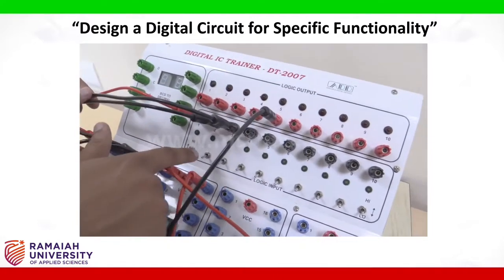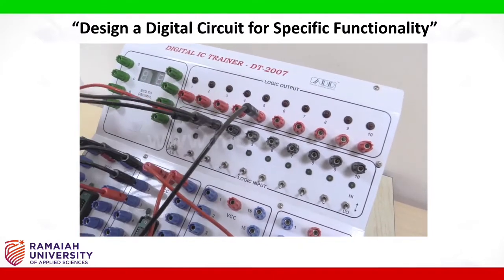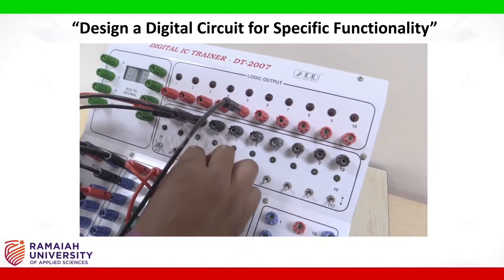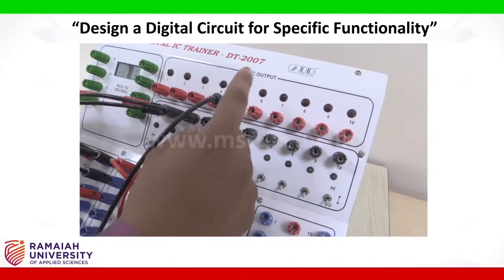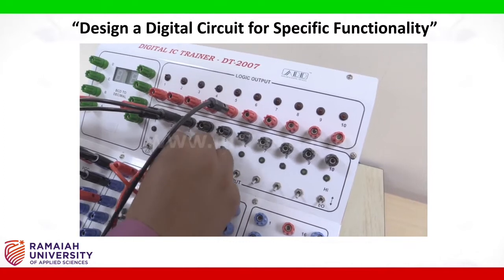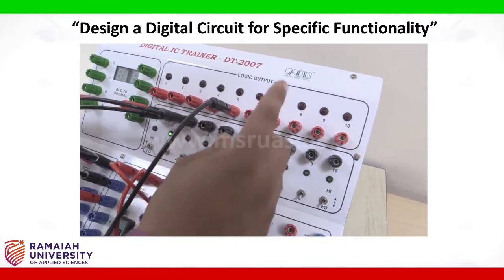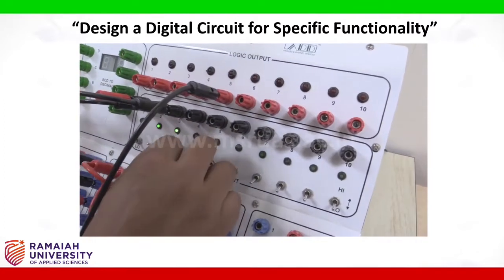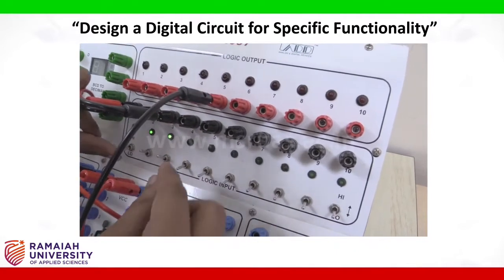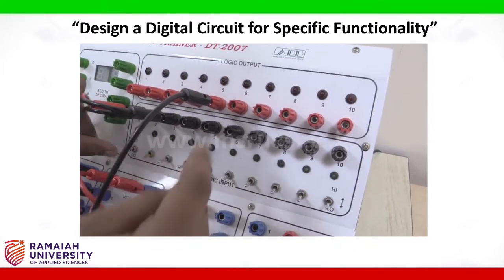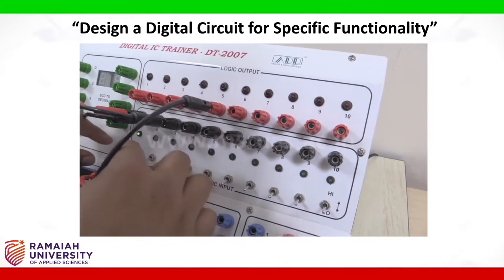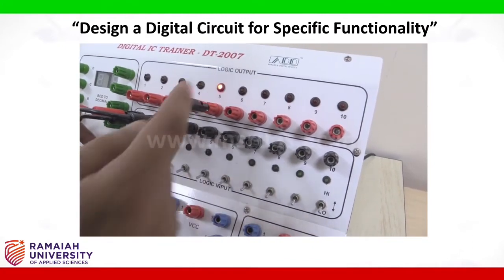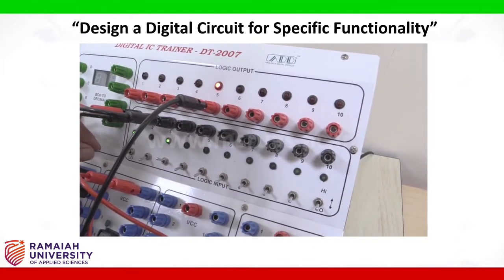Whenever the inputs are 0 0 0, the output will be 0, and I will try to change the input combination to 0 0 1, the output will be 0, 0 1 0, the output will be 0, 0 1 1, the output will be 0. Then I will make 1 0 0, the output will be 0. Then I will make 1 0 1. You can see the output is 1, therefore it is true according to the truth table.